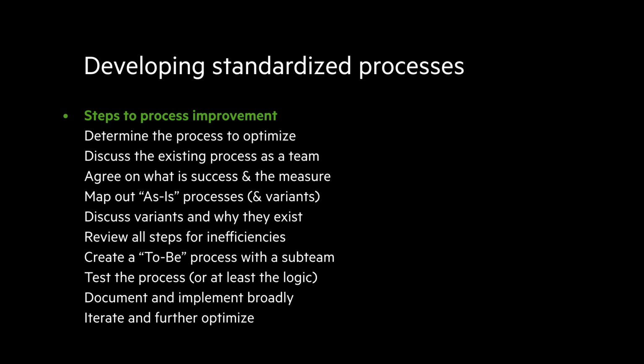Then you need to agree on what success looks like from a team perspective and how you're going to measure it. And then you've got to go down where most people haven't done this, which is mapping out the current process. Again, you can use process flow charts and so forth. You could use sticky notes, a piece of paper, a whiteboard, whatever it might be. But you want to map out what that current process is and all the various variants that people are doing off that process, because that leads to the next step: why do those variants exist?